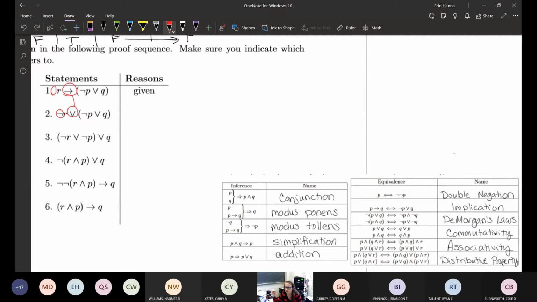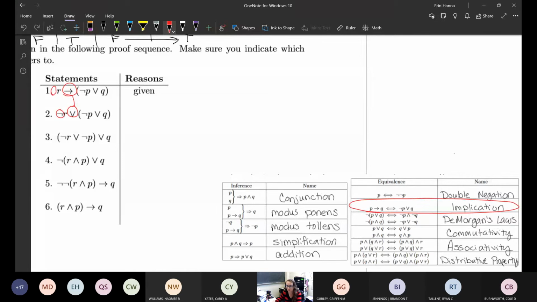So when I'm looking for what rule that must have come from, the main thing I want is something that deals with an implies to an or and then picks up a negation. If I look through all my rules, the only one that includes both an implication and an or is the implication statement from the equivalence rules. Everything else has either implies or, or and or, but the only one that includes both is the implication one. So this must be implication.